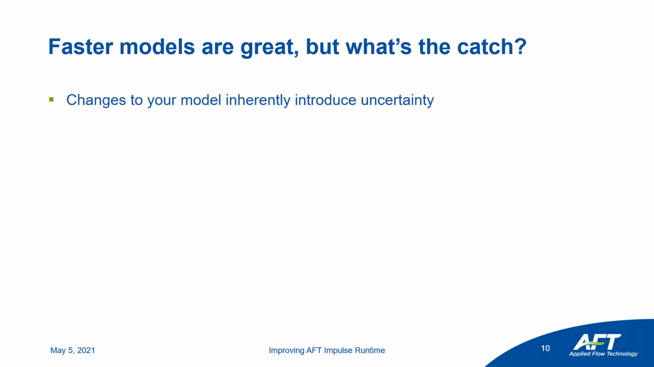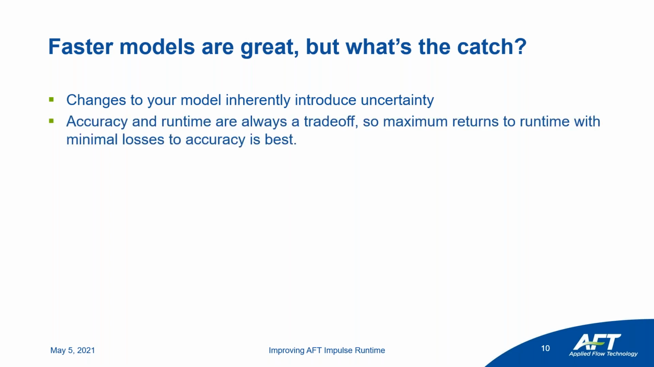So any changes to your model, that's inherently going to introduce uncertainty. That pipe that we changed wasn't 1,770 feet, it was 1,772 feet and 0.625. So whether that change is significant to your system is going to inform how much uncertainty it'll introduce into your results. So it'll always be a trade-off. The more runtime that you throw at something, the more accurate it'll be. That's why something like CFD can be incredibly accurate, but it'll run for several weeks at a time. So we want to maximize our returns to runtime with minimal losses to accuracy.